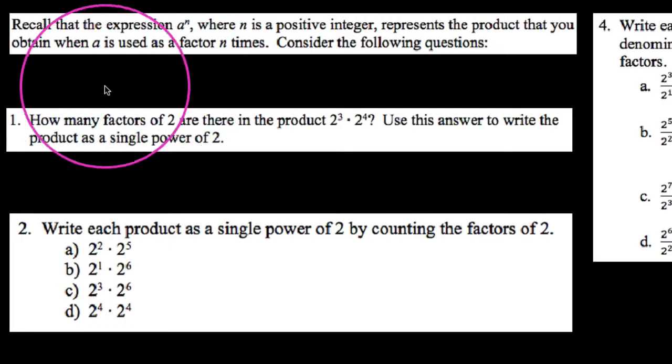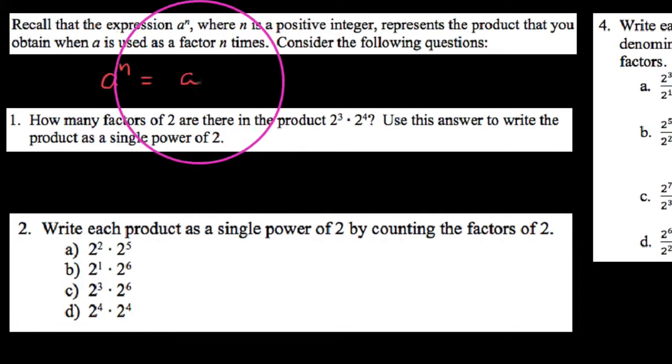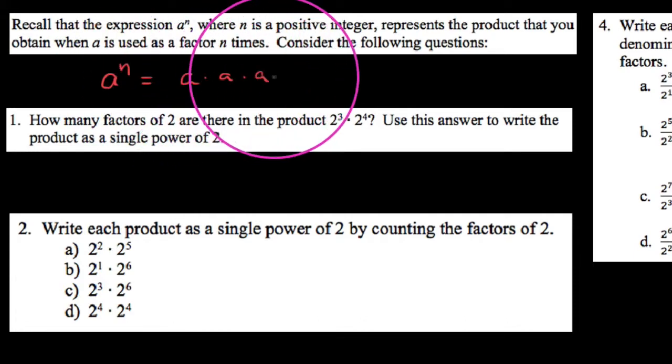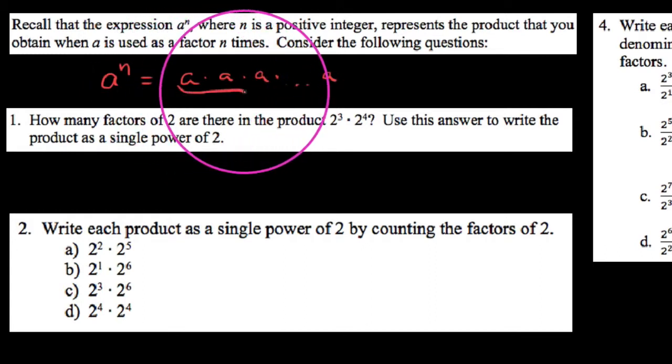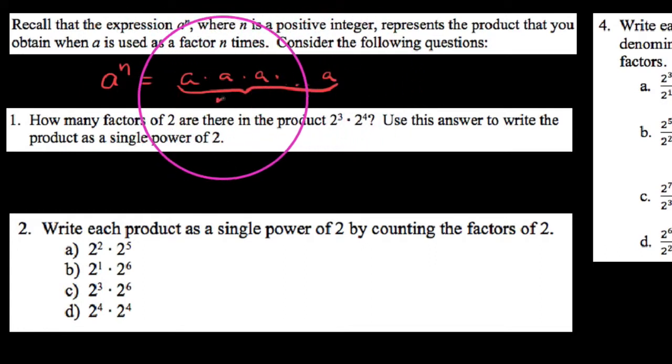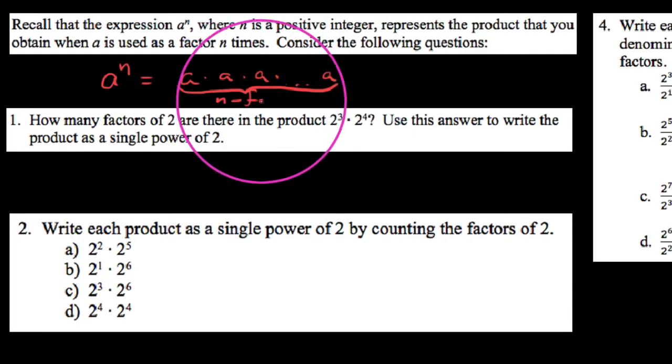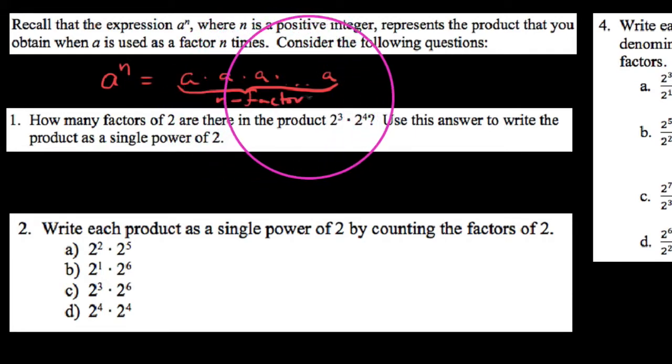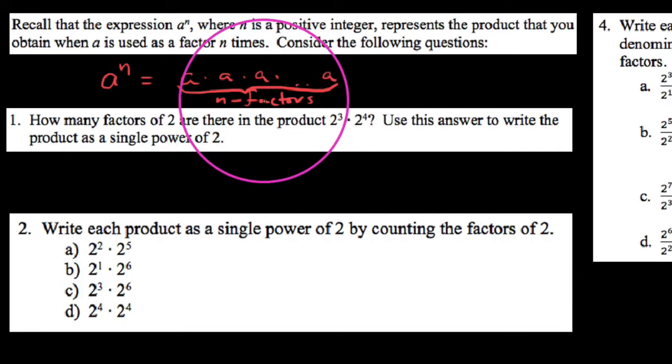Recalling that the expression a to the n, where n is a positive integer, like a whole number, represents the product that we obtain when a is used as a factor n times. Given a to the n, what we really mean is taking a times itself, dot, dot, dot, all the way out to a, where we've used a as a factor in a product n times. So we say n factors. This is the definition of raising a base a to a power of n.